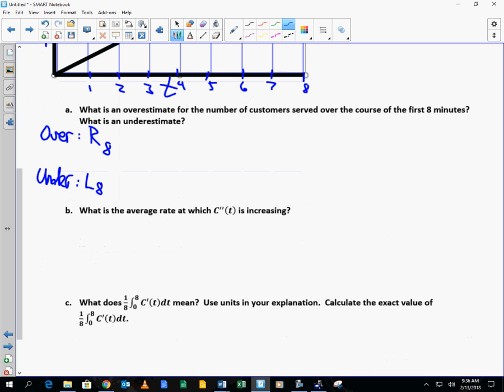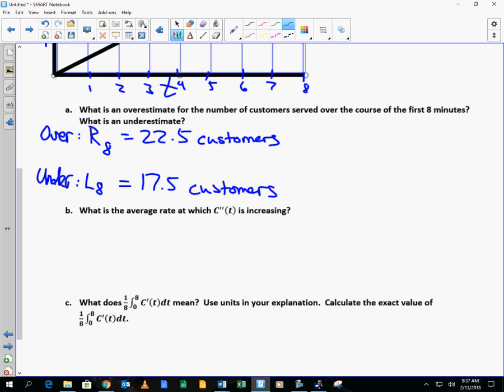Okay, who got R sub 8? 22.5 approximately? Anybody want to contest that? Okay, anybody come up with L sub 8? 17.5. So 22.5 what? What are we collecting here? Customers. So our upper bound is 22.5 customers. Our lower bound is 17.5 customers, okay?